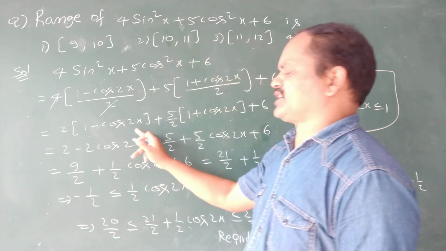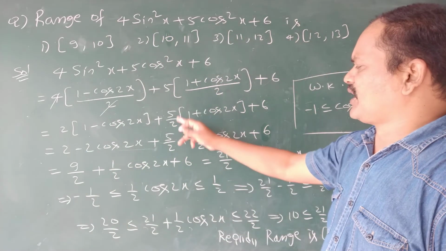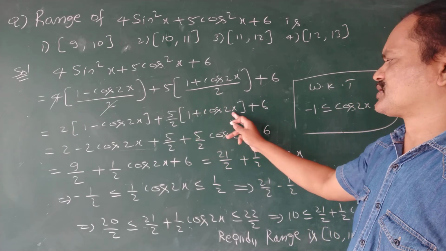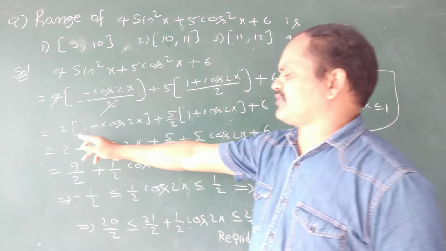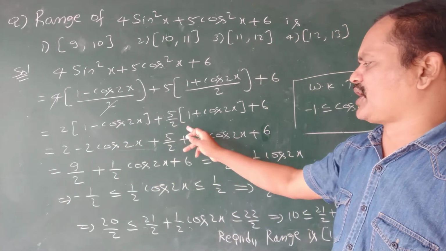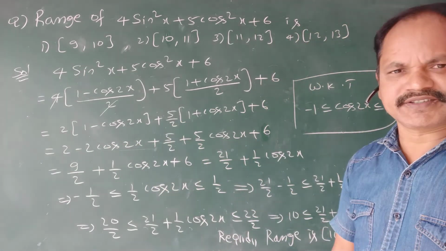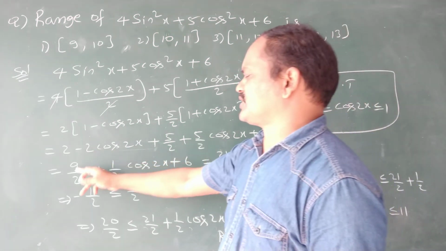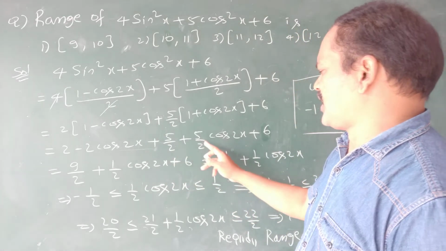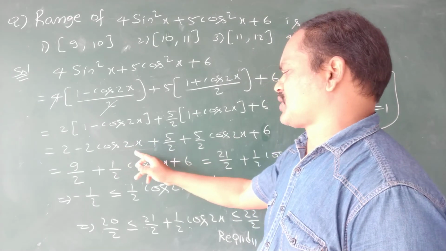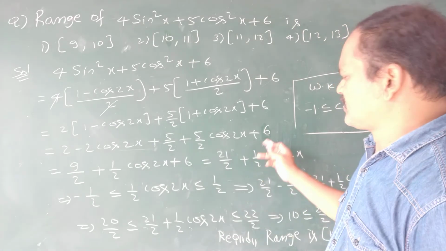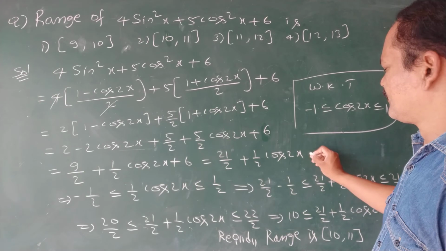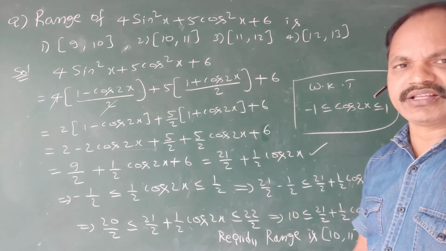2 into 1 minus cos 2x plus 5 by 2 into 1 plus cos 2x plus 6. Now multiply: 2 minus 2 cos 2x plus 5 by 2 plus 5 by 2 cos 2x plus 6. After simplification, 5 by 2 plus 2 is 9 by 2, and 5 by 2 cos 2x minus 2 cos 2x is 1 by 2 cos 2x, plus 6. 6 plus 9 by 2 is 21 by 2. Now for this function we have to identify the range.